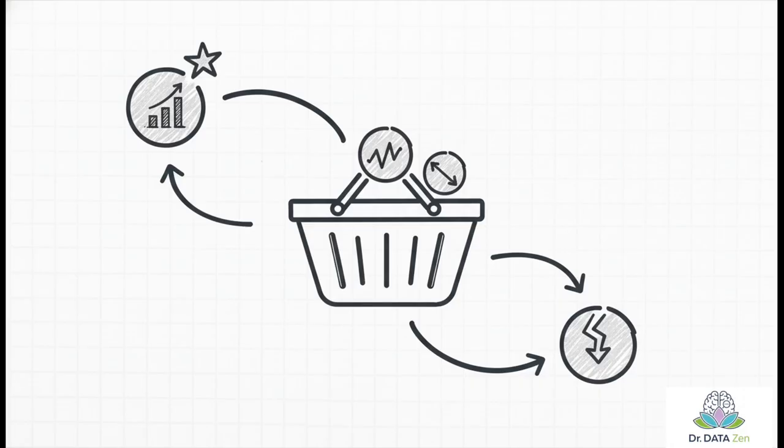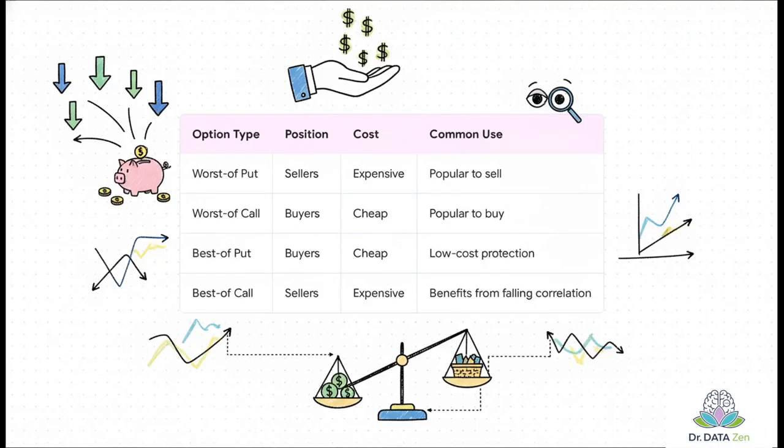No, it's tied to the performance of just one of them, either the absolute best performer or the absolute worst. This table lays it all out really nicely. Just look at the cost. A worst-of put is expensive.